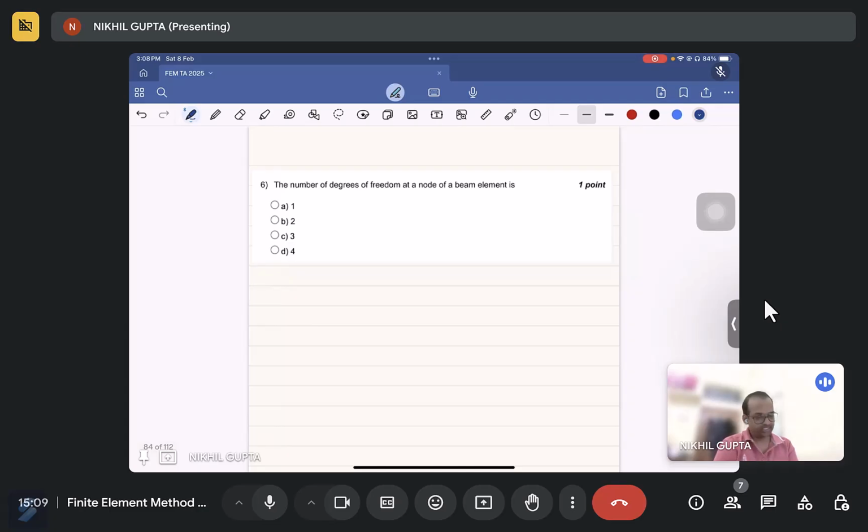So the next question is the number of degrees of freedom in a beam element. So beam element, I think the answer is three. Can anyone tell me? The answer is two, I think. How is two the answer? One, two, three will be the answer. If we check what they have given.